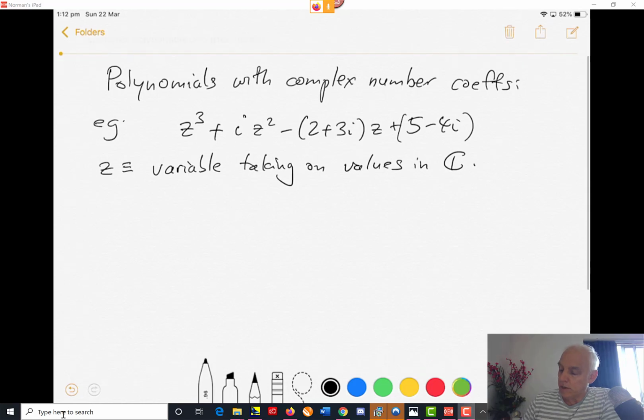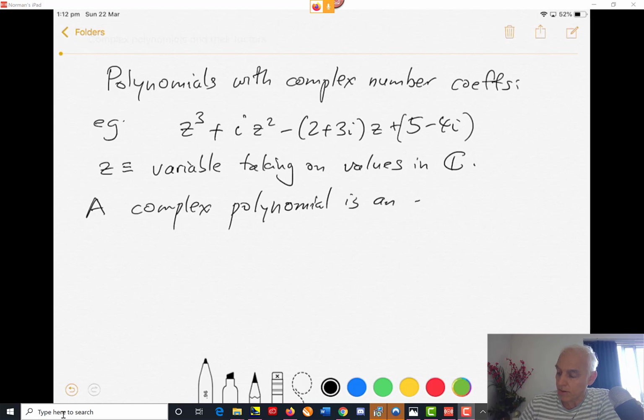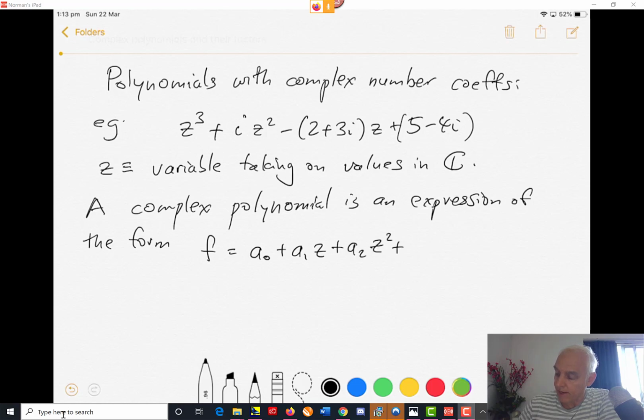Okay, so we say in general, a complex polynomial is an expression of the form, say, f equals a0 plus a1 z plus a2 z squared up to, say, a sub n z to the n, where each of the ai's are themselves complex numbers.